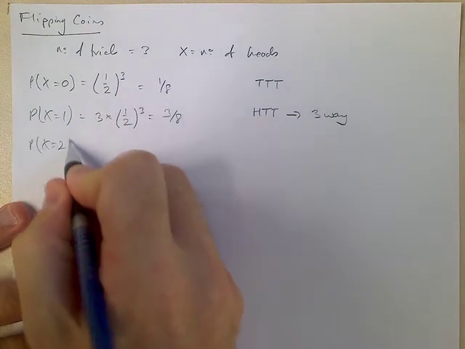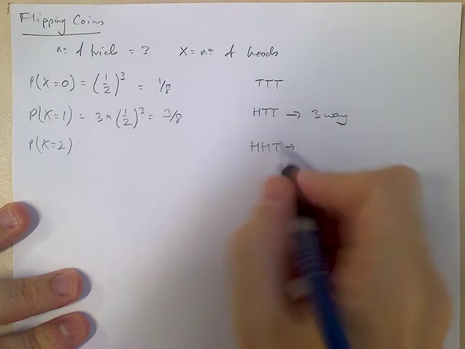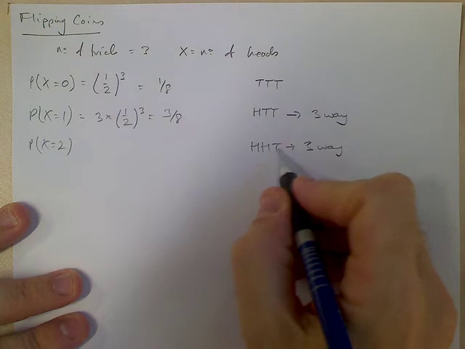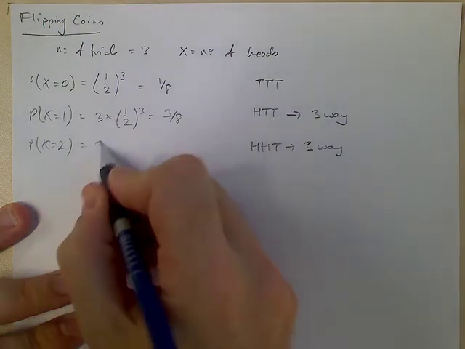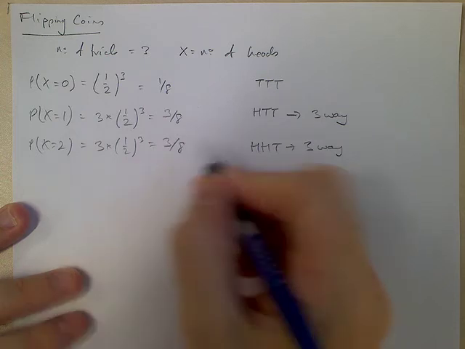Probability of x is 2. So I want 2 heads and a tail. And of course, this problem's symmetrical. There's 3 ways of doing that as well. The tail could come in one of 3 positions. So again, 3 lots of a half cubed is 3/8.